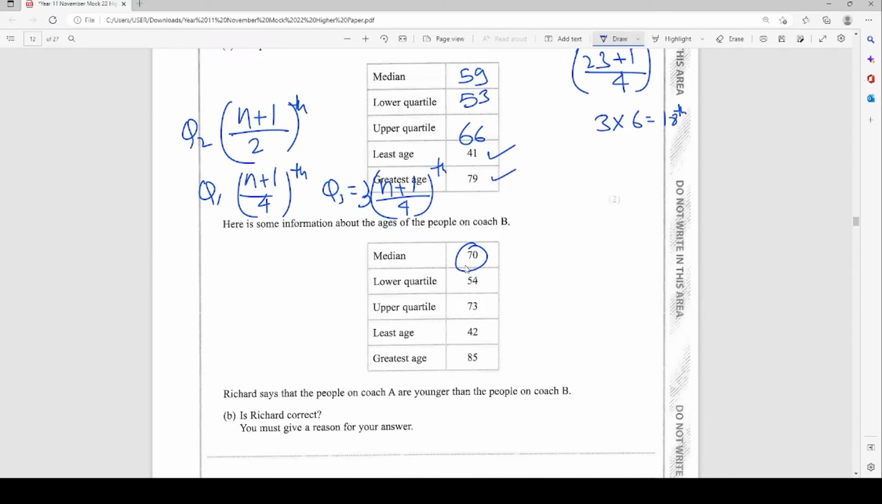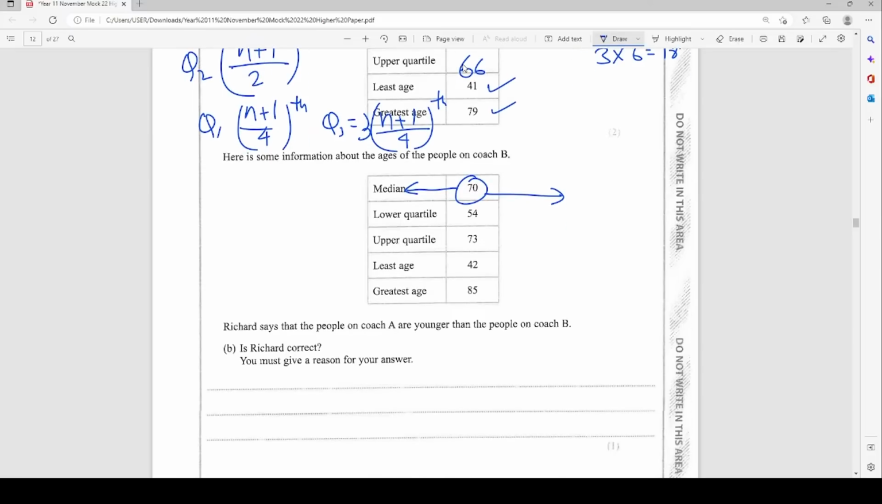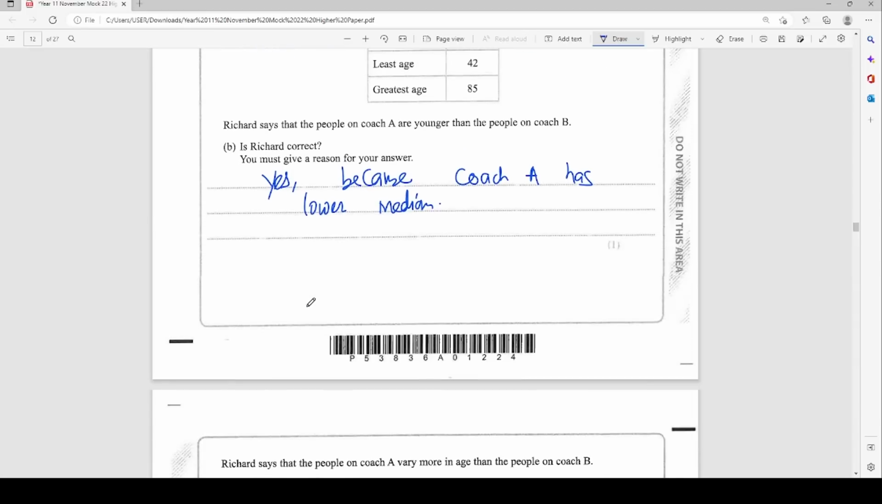It means that 50% of the data that I have got is above 70 and 50% is below 70. Over here the median is 59. So 50% of your values are above 59 and 50% are lower than 59. That basically means that coach A has got younger people. You can just say yes, because coach A has lower median. That will suffice the purpose.